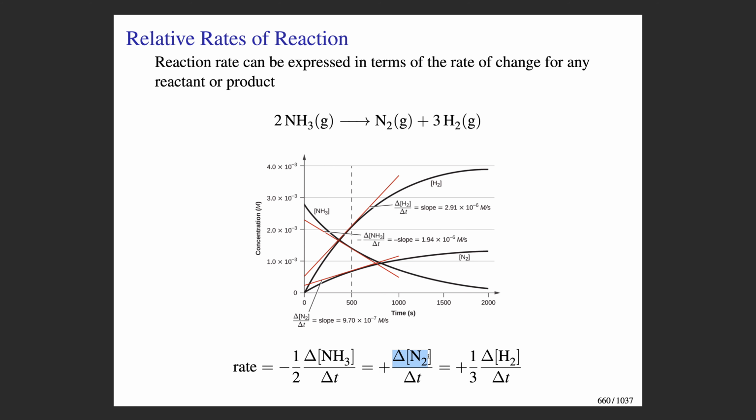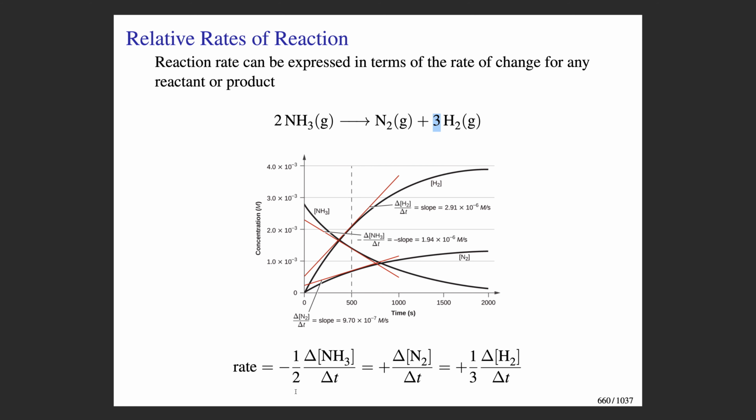So delta N2 is going to be a positive number, so we multiply it by a plus 1, and that gives us a positive rate. Now, the other thing in here is the stoichiometric coefficient. So we see that we have a factor of 1/2 here for the ammonia, and a factor of 1/1 for the nitrogen, and a factor of 1/3 for the hydrogen. Notice that those correspond to the reciprocal of the stoichiometric coefficients.